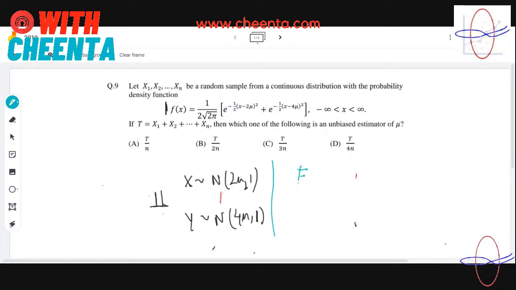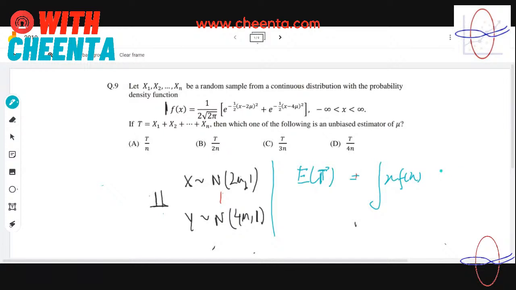You need to find the expectation of T, because you need to find the unbiased estimate of mu. So you just need to find the integration of x f(x). That is your aim, not how to see it's normal. That was my claim: even if it looks like normal, don't fall into that trap. You need to understand what you have to really aim for.